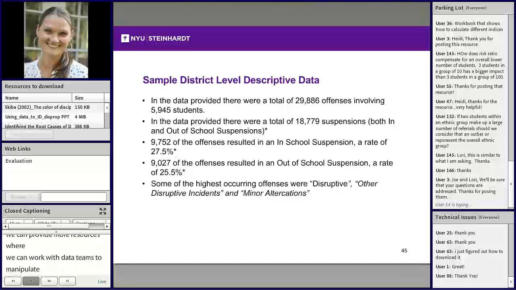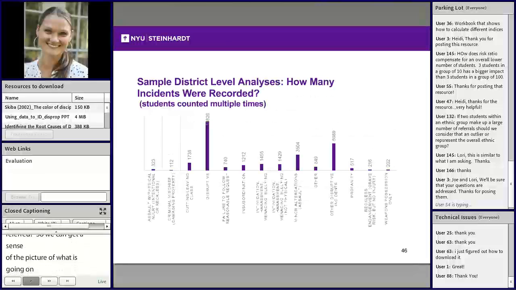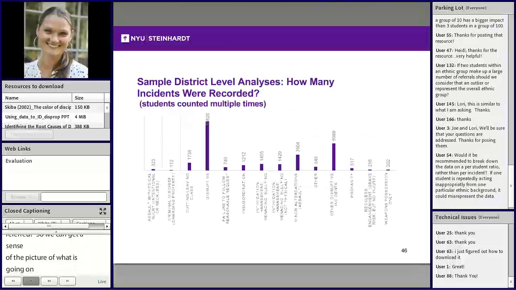to say, like, okay, what are the top occurring offenses in the school district? Let's try to understand how many students are actually being suspended? How many students are being referred? So we can get a sense of the picture of what's going on and what led us to a citation. And one good way to start is just to break down your data and say, okay, what are the top offenses across our district?